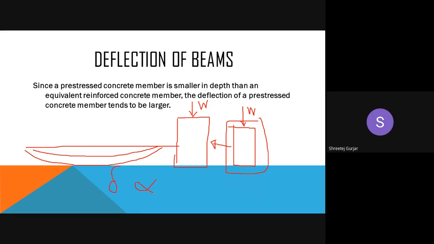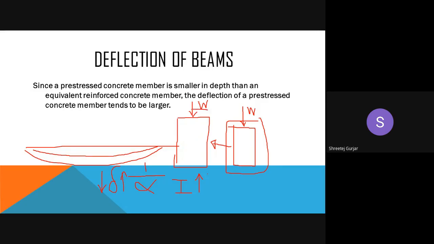It is usually proportional to your moment of inertia. So the higher the moment of inertia, the stiffer it is. Sorry, it is inversely proportional, not directly proportional. So if your member is stiffer, your deflection will be lesser. And if your moment of inertia is smaller, your deflection will tend to increase.